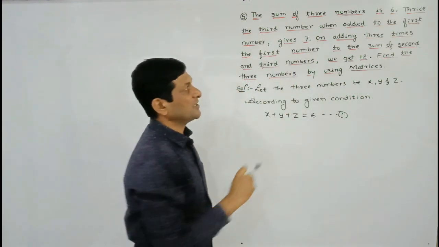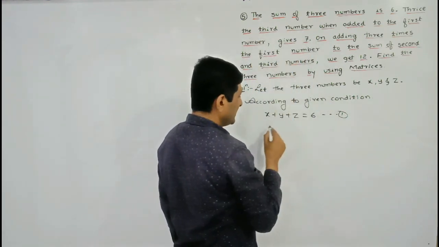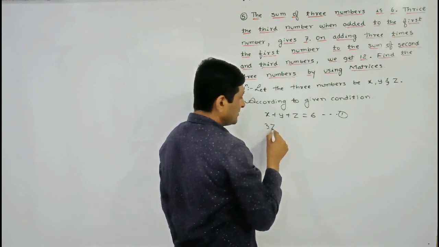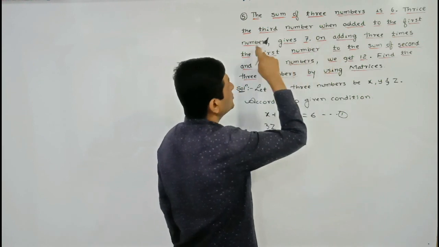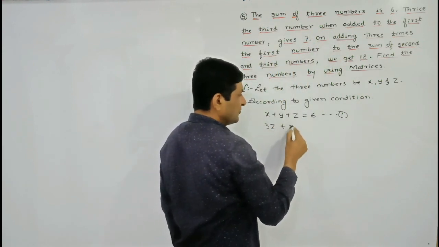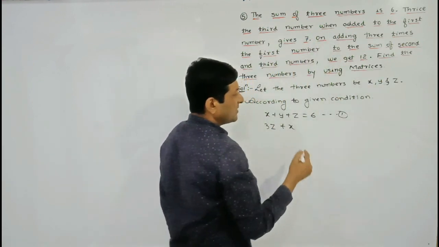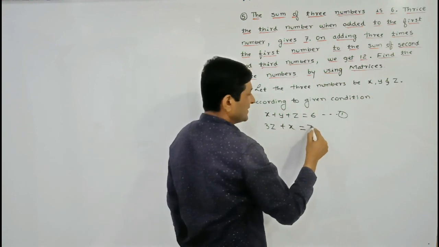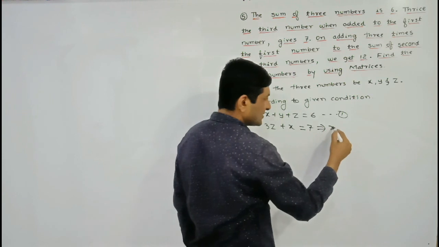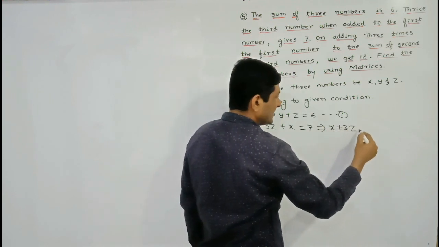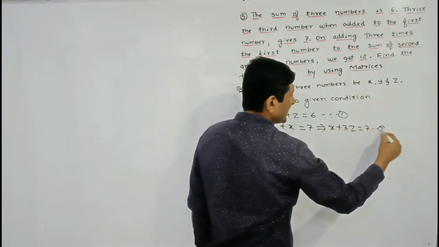Now the second condition: thrice the third number, the third number we have denoted by z, when added to the first number, which we have denoted by x, gives 7. This implies that the equation can be written as first write down x, then write down 3z is equal to 7. This will be our second equation.